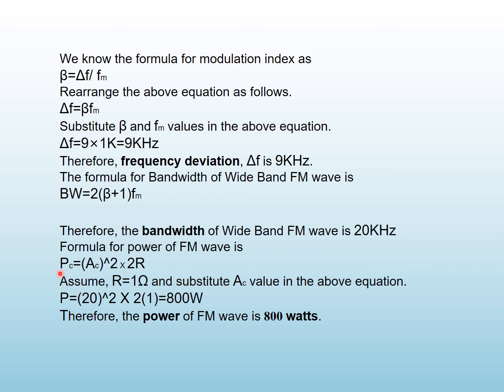To calculate the power of the FM wave, the power is equal to carrier amplitude square by twice the R value. R is not given, of course we can assume the resistance to be 1 ohm. Substituting the Ac value, you will be having 20 square by 2. So the power is going to be 200 watts. So the power of the FM wave is going to be 200 watts.